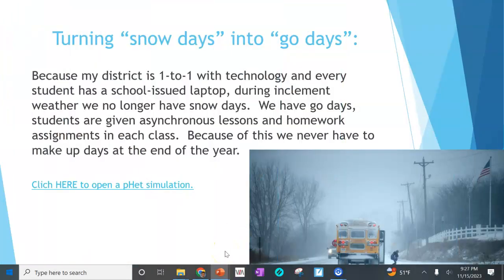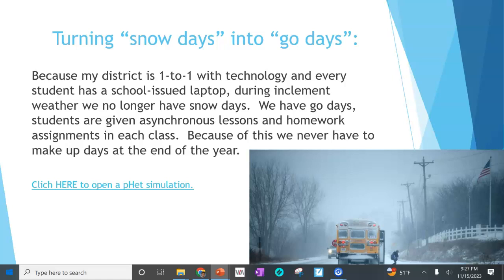Turning snow days into go days. My district is a 1-to-1 technology district, and so every student has a school-issued laptop. And so during inclement weather, we no longer have snow days. We have go days. And so what those are, students are given asynchronous lessons. So that means it's offline, it's not via Zoom.